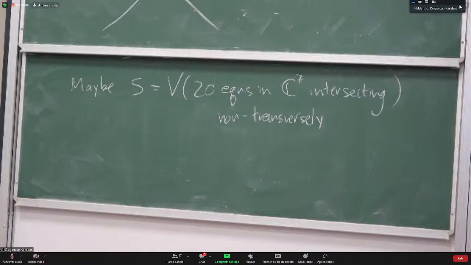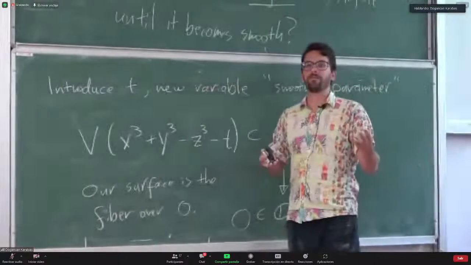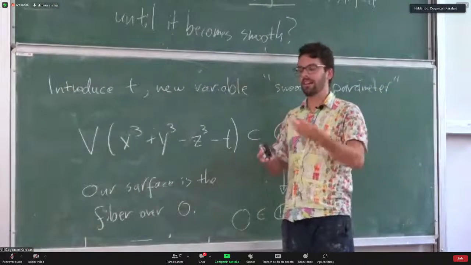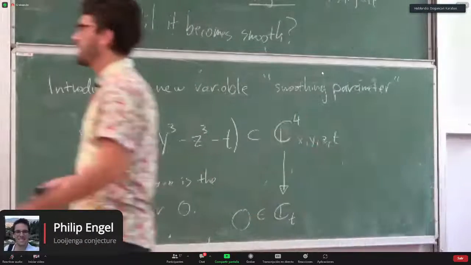So for a hypersurface, the vanishing locus of one equation, it's always smoothable because you can always just deform that equation a little bit, and then you get a new surface. But let me in fact give an example.